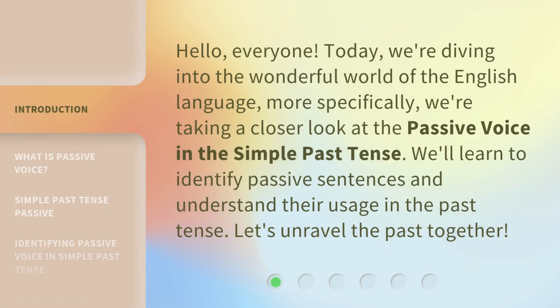Hello, everyone. Today, we're diving into the wonderful world of the English language. More specifically, we're taking a closer look at the passive voice in the simple past tense. We'll learn to identify passive sentences and understand their usage in the past tense. Let's unravel the past together.